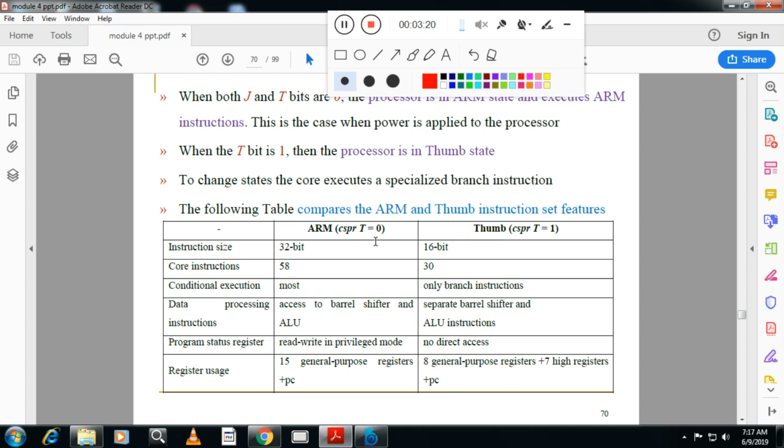When your processor works in ARM mode, the CPSR T bit value is 0. In Thumb mode, CPSR T is equal to 1. So what is CPSR? CPSR is nothing but the current program status register. We know all these things.